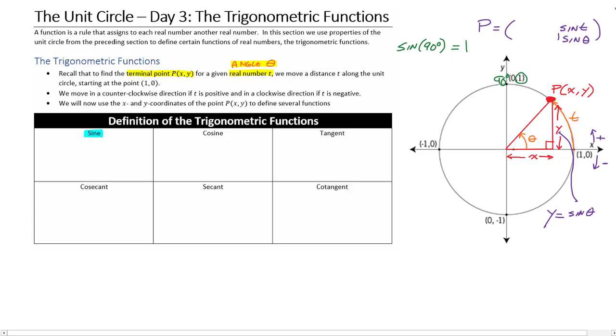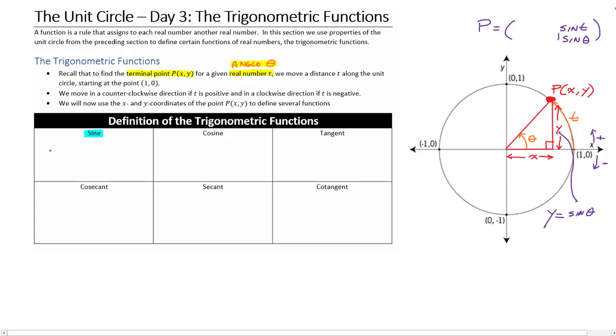Or if I was to do sine of 0 degrees, it would spit out 0. This is the definition of sine. This is what I need to make really clear. This is what sine is. Now we use it for other stuff, but this is where sine comes from. So what about cosine? Before we do that, let's just write that down right here.